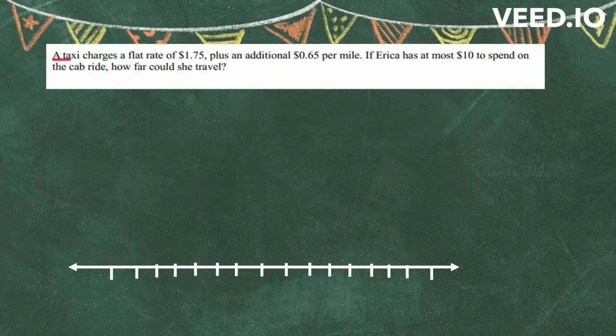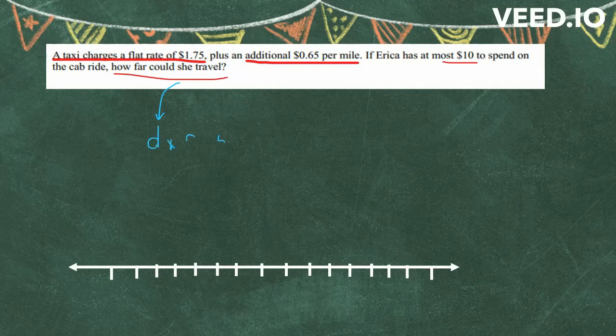A taxi charges a flat rate of $1.75 and an additional $0.65 per mile. $10 is the maximum amount she can spend. How far can she travel? The distance that she can travel, let it be d miles. For every mile she has to pay $0.65. On top of that, a flat rate of $1.75 will be levied. So the maximum she can spend is $10. She has only $10.